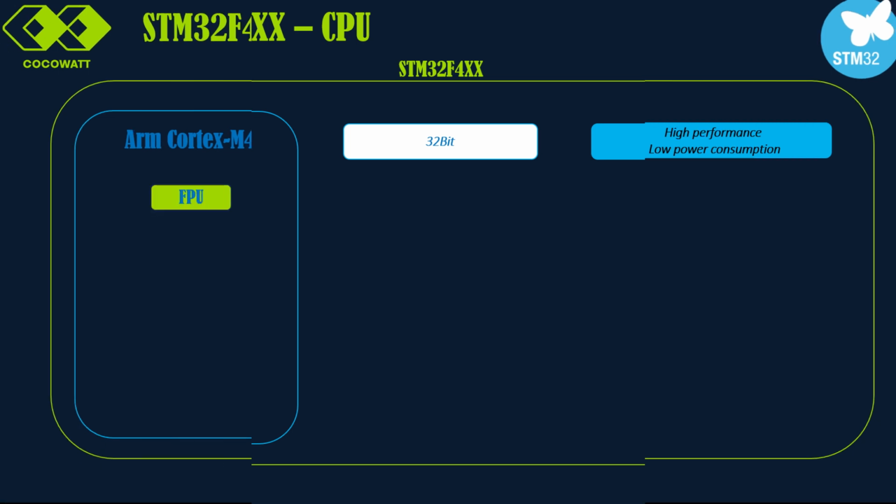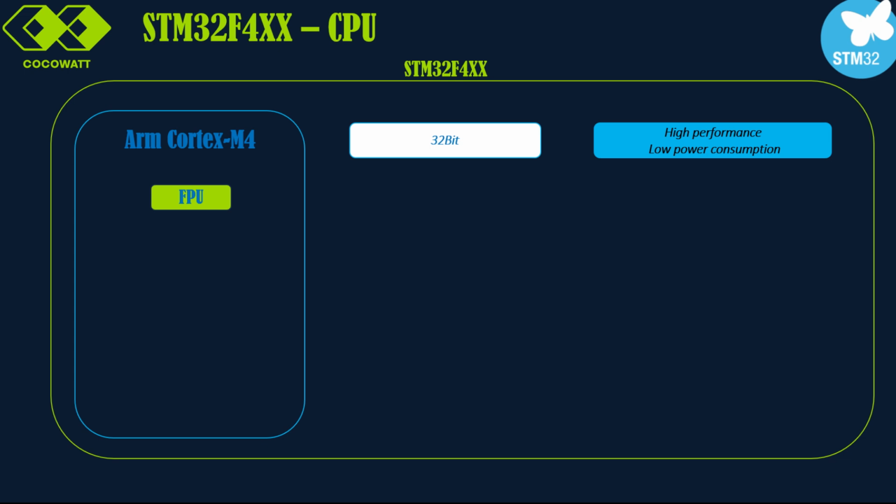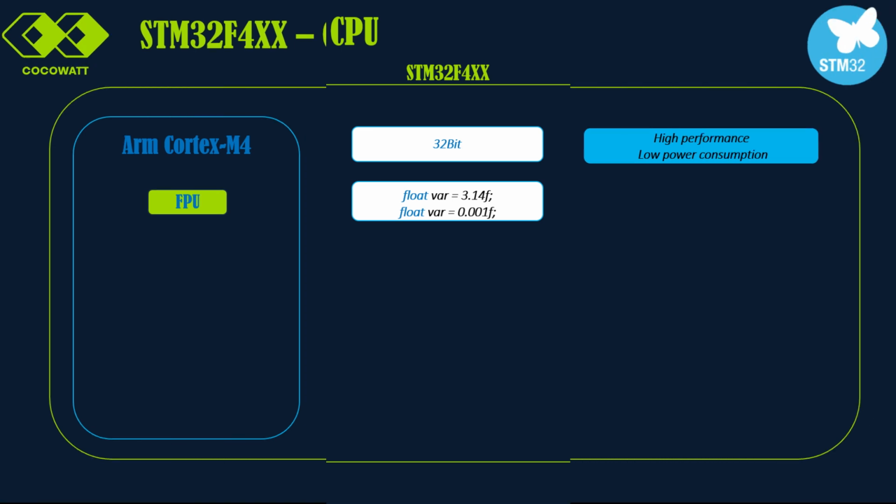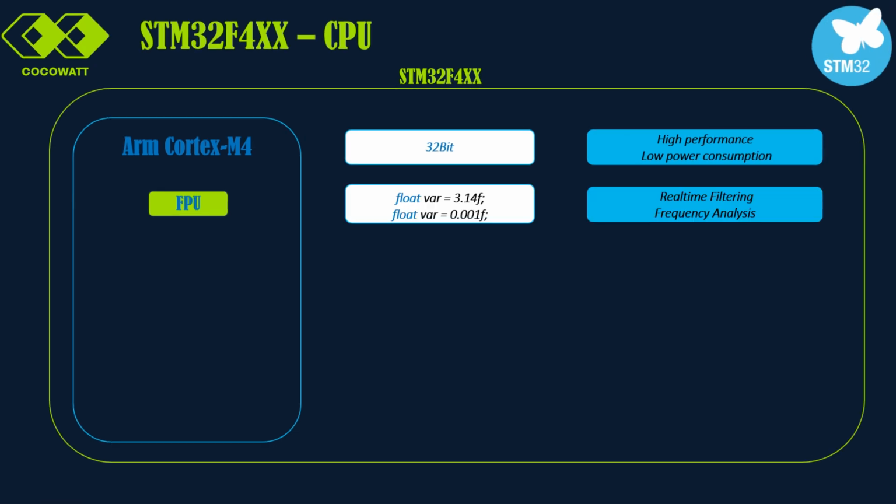First, the floating point unit, or FPU. This hardware unit handles floating point calculations like 3.14 or 0.001 efficiently. Without it, the CPU would rely on slower software-based calculations. For example, in an audio equalizer app, the FPU can perform real-time filtering and frequency analysis with ease.